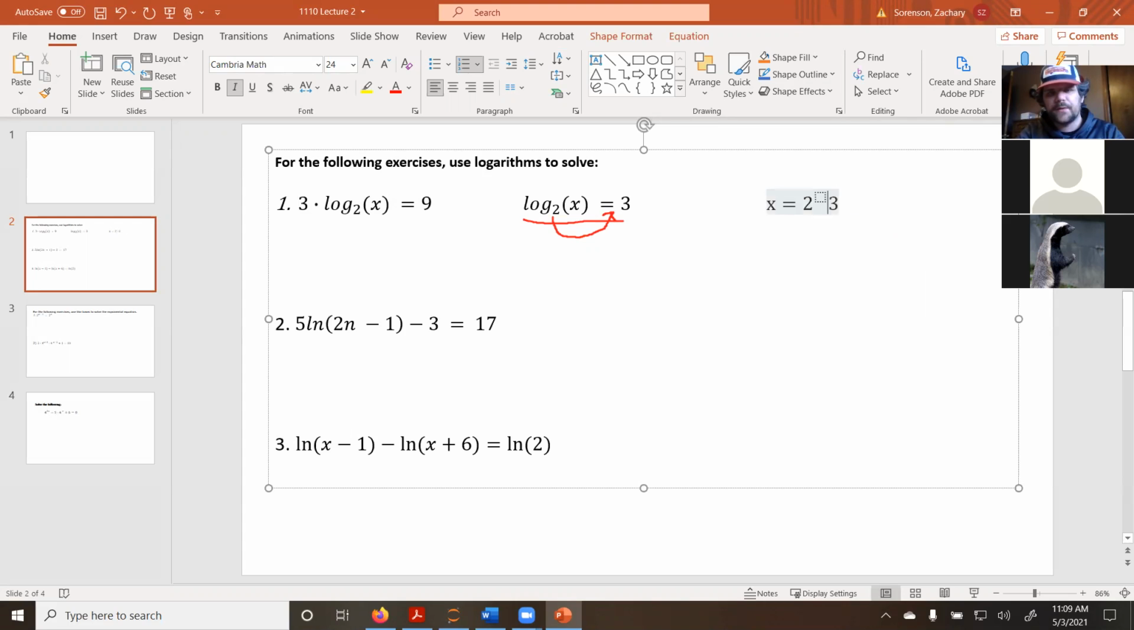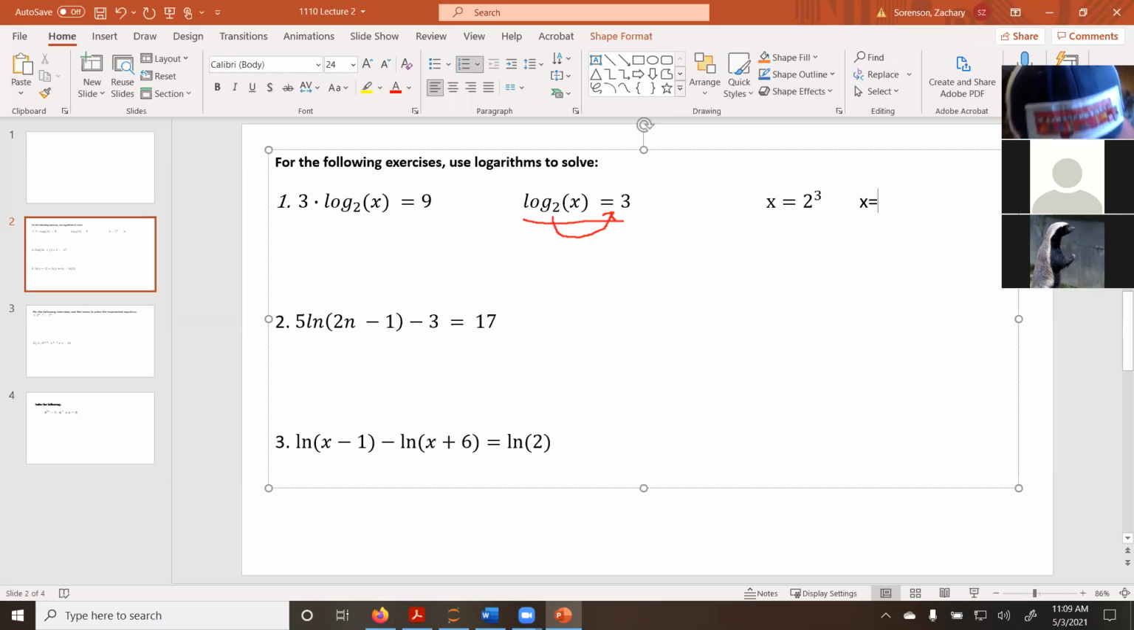And so I have 2 to the 3rd is equal to x. So what's 2 to the 3rd? Uh-oh. 8. 2 times 2 is 4, times 2 is 8. And that's my final answer.